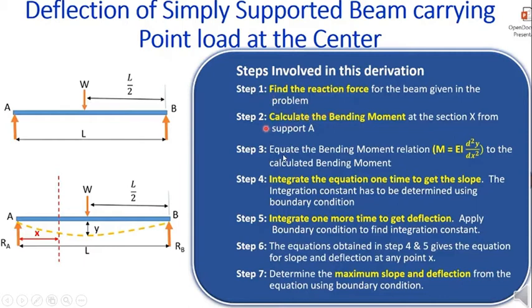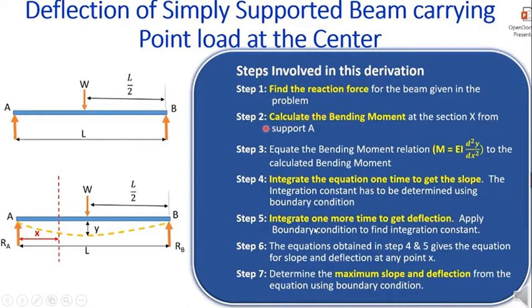Third step, equate the bending moment relation, that means M is equal to EI d square y by dx square, to calculate the bending moment. Step 4, integrate the equation one time to get the slope. The integration constant has to be determined using boundary conditions.